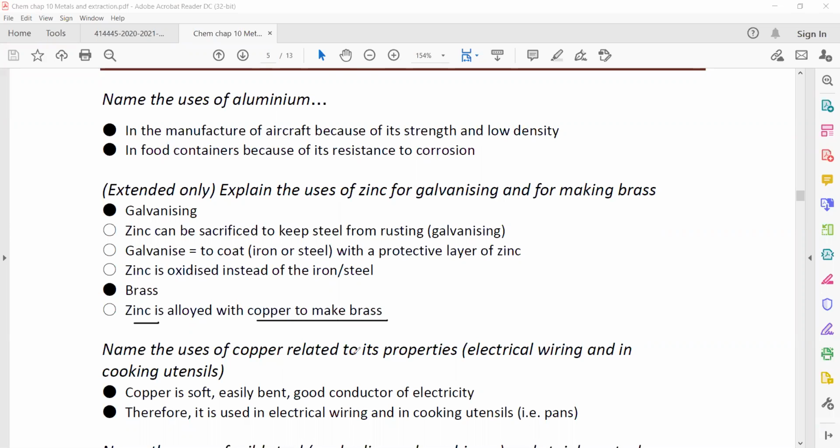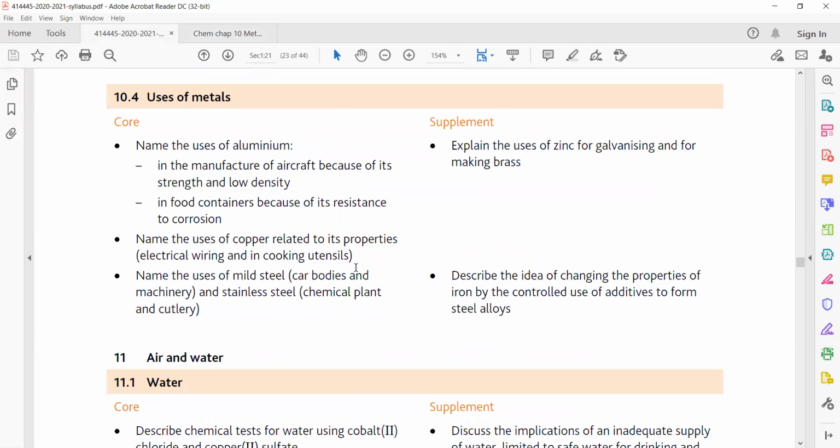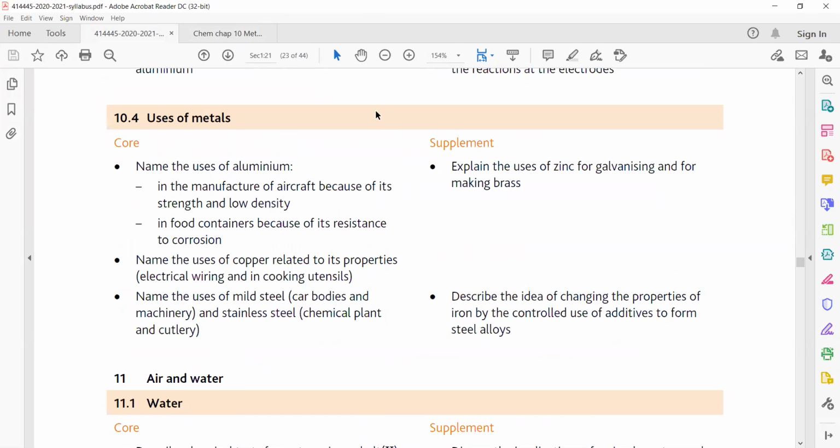And the uses of copper are related to its properties. So where we can use copper with reference to its property. Aluminium is also used for overhead cable. Overhead cable, like high tension wire, you will find when you're traveling on the highway, there are high tension wire cables. Why these high tension wires?